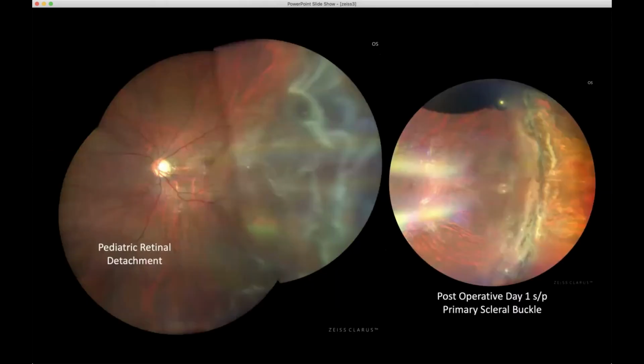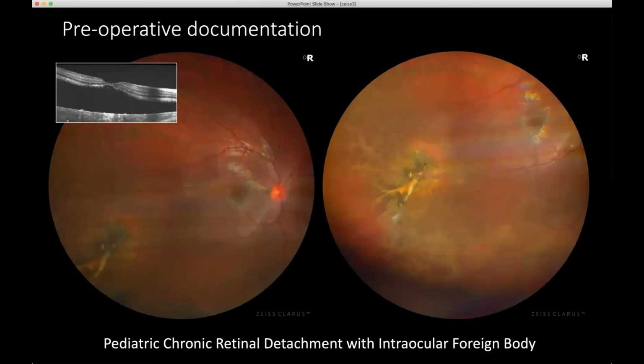This is a pediatric retinal detachment treated with a primary scleral buckle, and so here I can show the patient that the fluid has resolved and that she's doing well. Preoperative documentation can also be helpful for medical legal reasons. This is a chronic RD that was referred to me, and then on exam, I found that the patient had an intraocular foreign body.